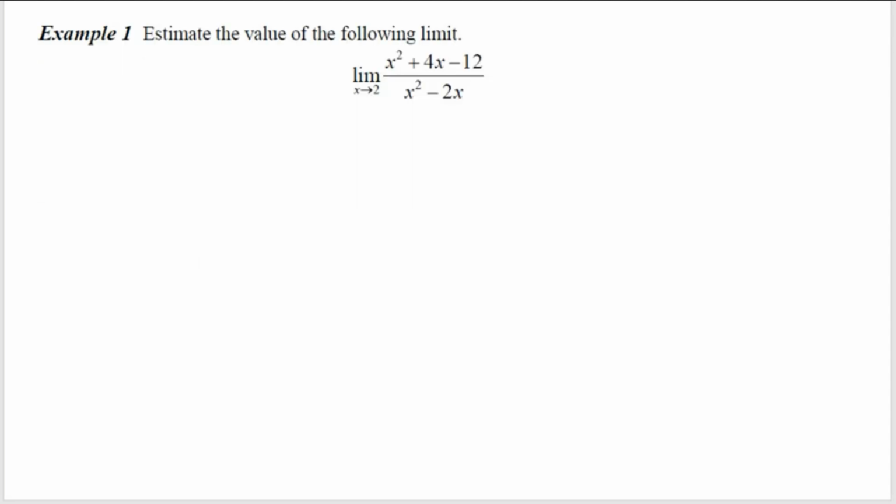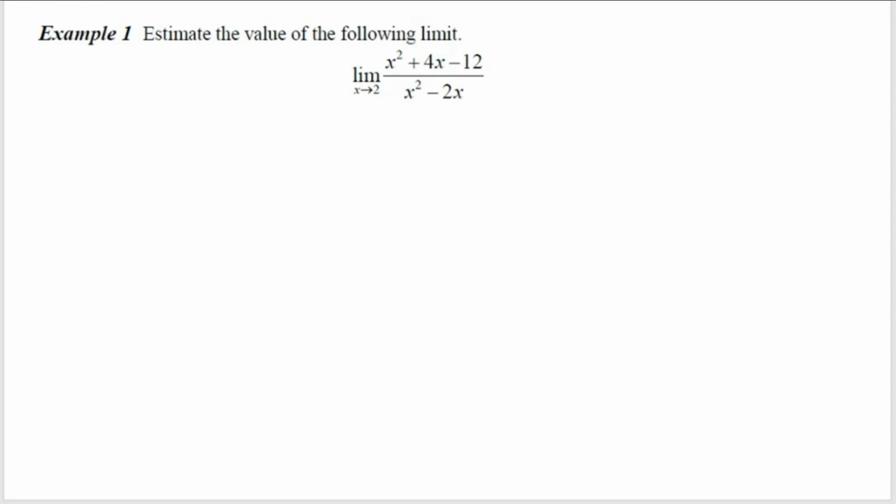Example: estimate the value of the following limit. The limit of x squared plus 4x minus 12 all over x squared minus 2x as x approaches 2. Take note, we're only asked to estimate the value. So in that case, class, we are just going to assume values of x that are closer to, or closest to, the limit, which is x approaching 2.